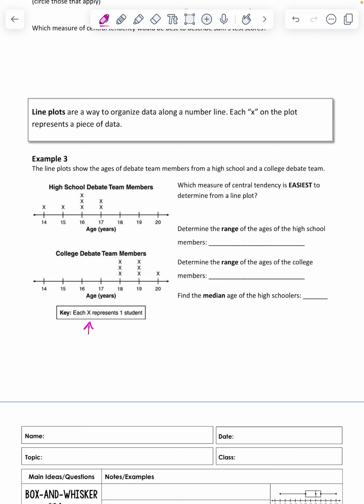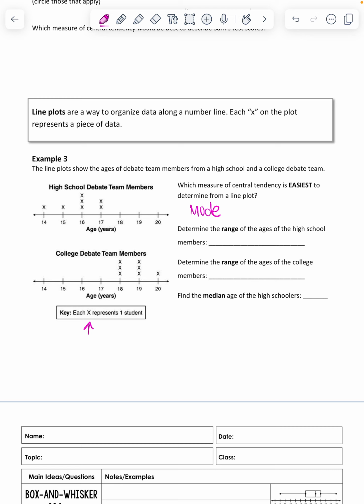So what they want us to do, it says which measure of central tendency is easiest to determine from a line plot. If we were looking for which measure is the easiest, definitely not mean, because no matter what, you have to do some calculations. The middle could be, I guess, kind of easy, but the easiest is definitely the mode. So the mode is easiest to see because it's just going to be whatever number has the most X's.